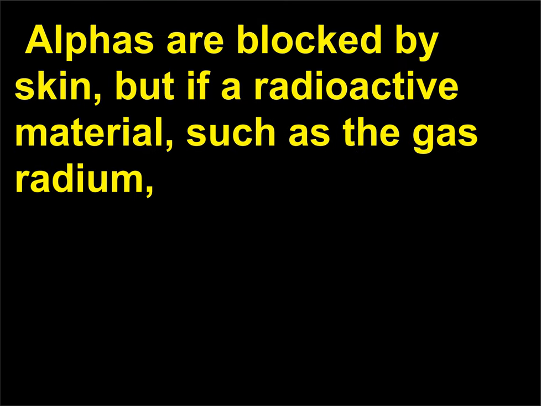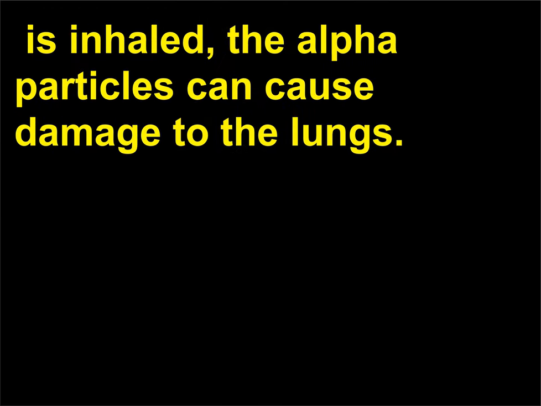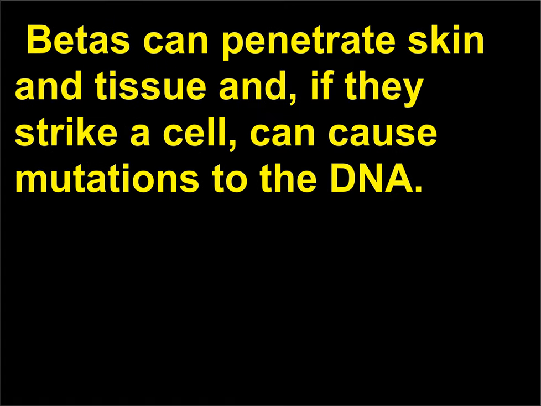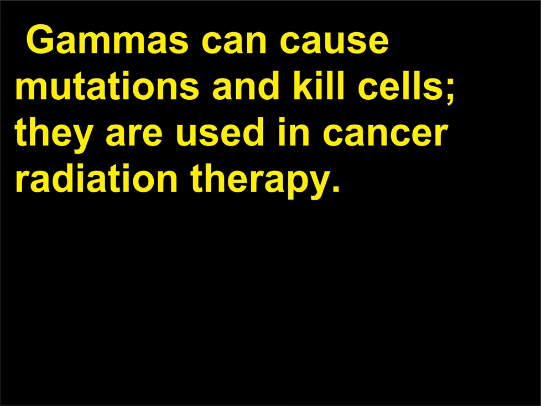Alphas are blocked by skin, but if a radioactive material, such as the gas radon, is inhaled, the alpha particles can cause damage to the lungs. Betas can penetrate skin and tissue and, if they strike a cell, can cause mutations to the DNA. Gammas can cause mutations and kill cells; they are used in cancer radiation therapy.